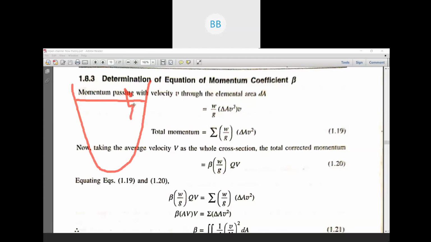This momentum derivation is similar to your alpha derivation. Okay, this is your level of water. We consider a small elementary area, and then we find out momentum.